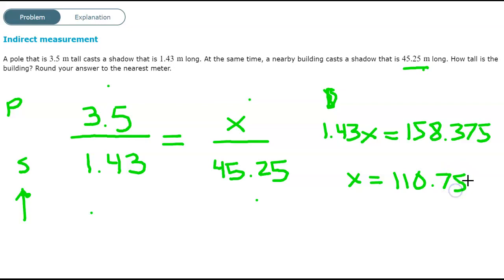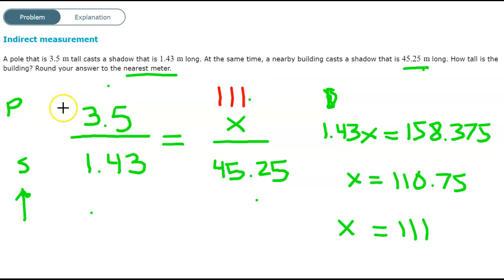And let's see, they want us to round this to the nearest meter. So 110.75, that's closer to 111. So this would be 111 up here. So the height is 111. And before you submit your answer, I just want you to kind of think about this for a second.